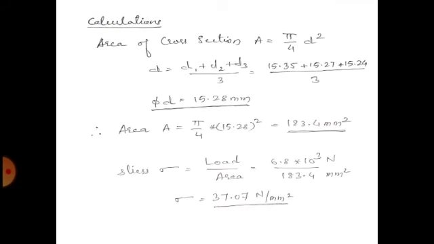If you see the calculation, first find cross section area A is equal to pi by 4 d square, and to find d we have taken average of 3 readings within gauge length and it will come 15.28 mm. Therefore area is pi by 4 d square, that will come 183.4 mm square. Stress for first reading: 6.8 into 10 raised to 3 Newton load, area is 183.4 mm square. The stress will come 37.07 Newton per mm square.